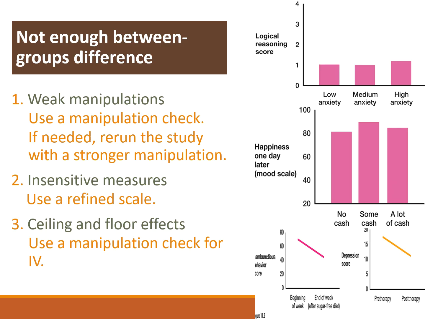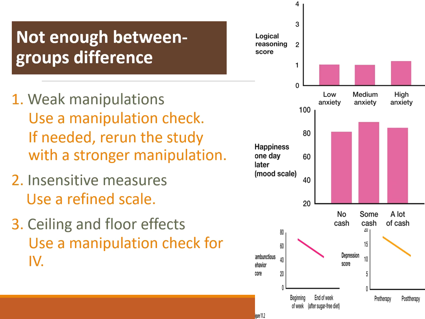Not enough difference between the groups. So weak manipulations. We can use manipulation checks if needed, rerun the study, use a stronger manipulation. So we can basically ask people, were you attending to the manipulation? Did you notice the manipulation? Did the manipulation have an effect on you? Or we could also be using a stronger manipulation. So for example, I already used the music example of two very similar types of music versus two very different types of music. It might be insensitivity of the measure.